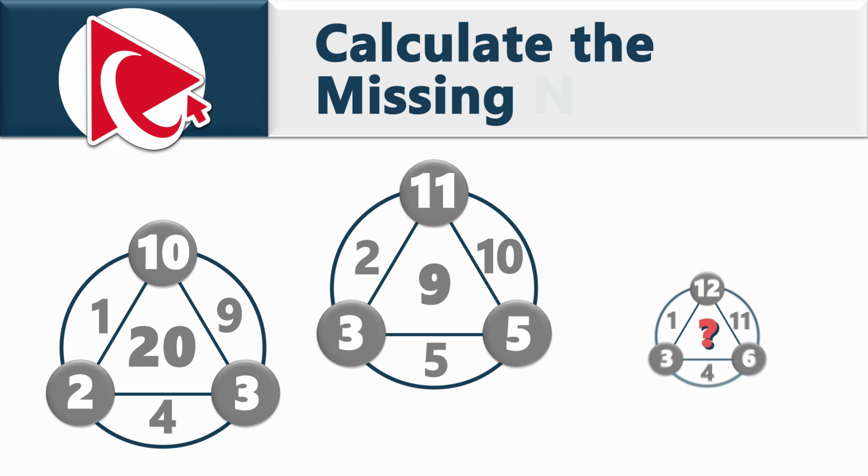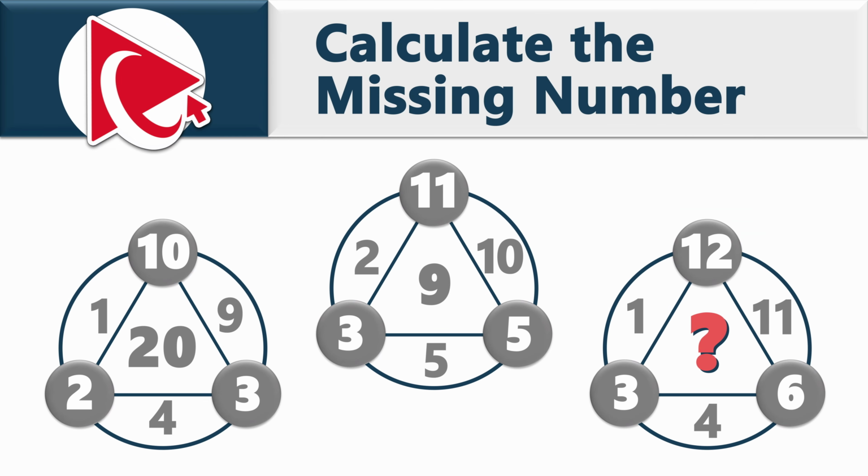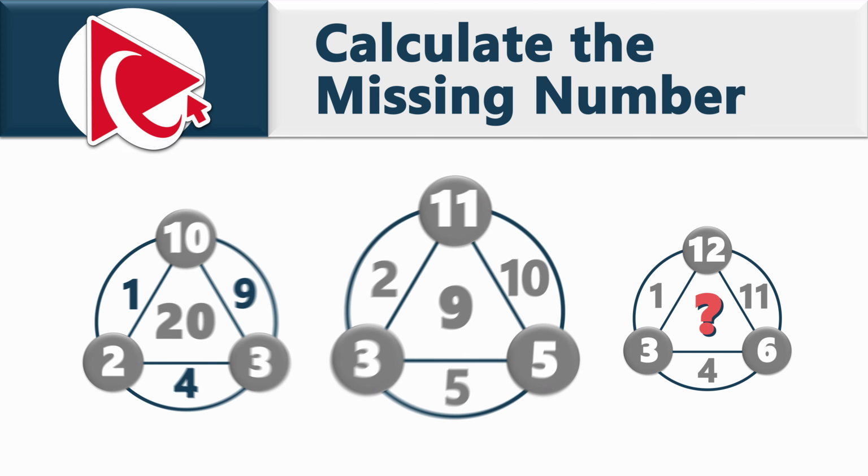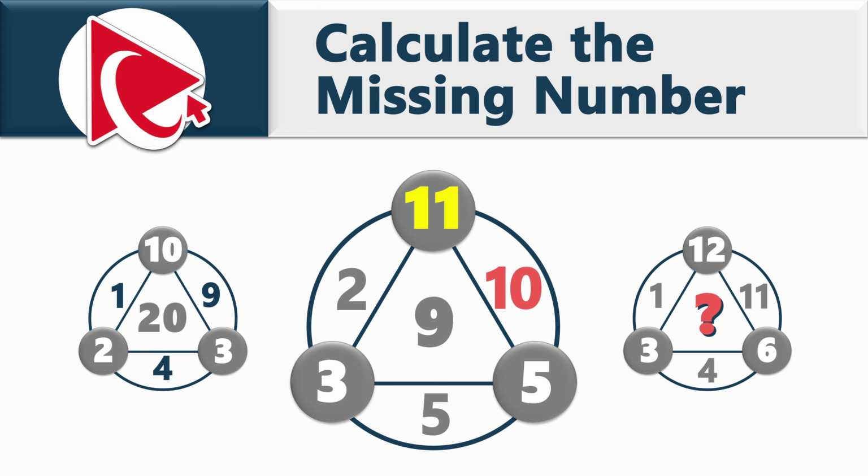You are presented with a group of 3 cool-looking shapes. Each shape has numbers inside. The first shape has numbers 10, 9, 3, 4, 2, 1, and then number 20 in the middle. The second shape has numbers 11, 10, 5, 5 again, 3, 2, and then number 9 in the middle.